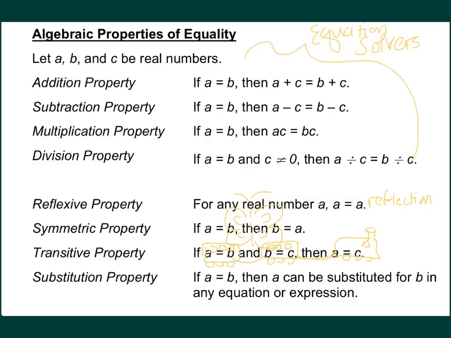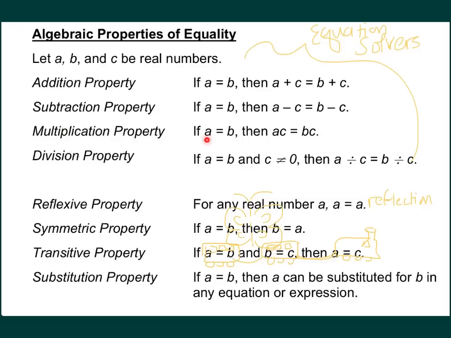So addition property of equality. If A is equal to B, then we can add C to both sides and it's still equal. Subtraction property of equality. If A is equal to B, then we can subtract C from both sides and it is still equal.